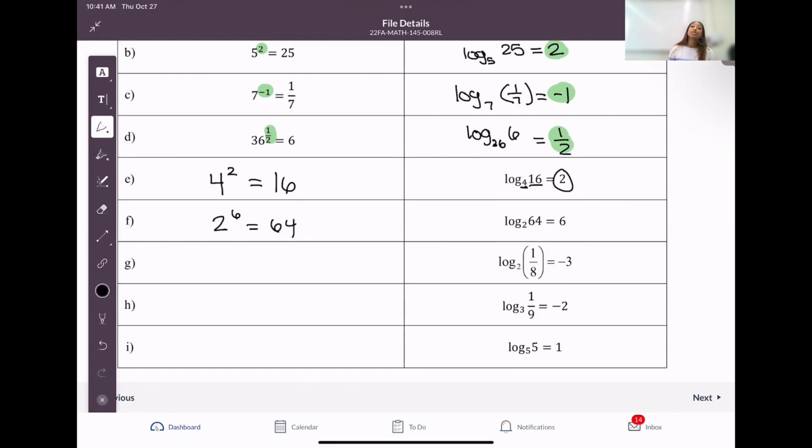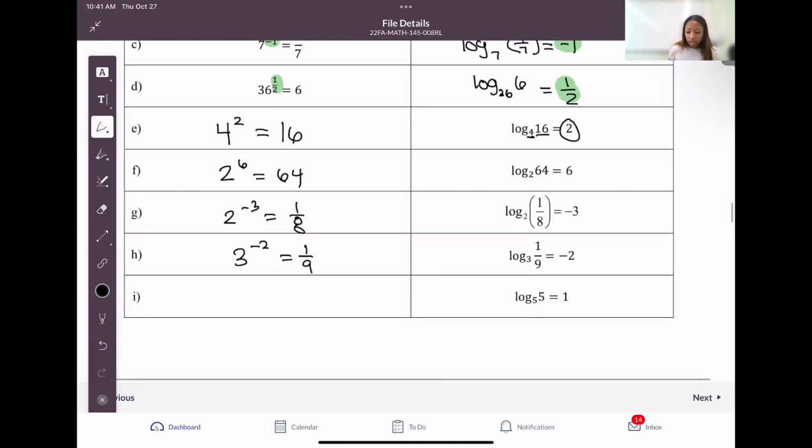No, it's much, much bigger. So if you get an exponential equation that is not true, that means you wrote something incorrectly. For part G, log base 2 of 1/8 equals -3. This is 2 to the -3rd power equals 1/8. H, log base 3 of 1/9 equals -2. That's 3 to the -2nd power equals 1/9.